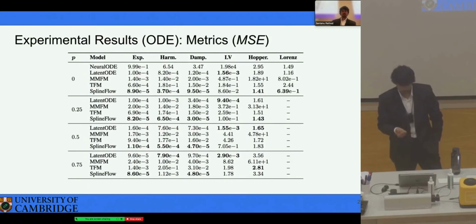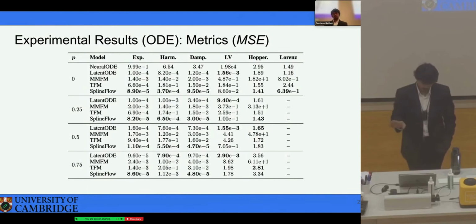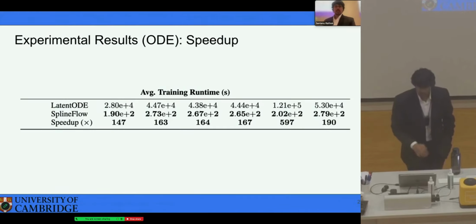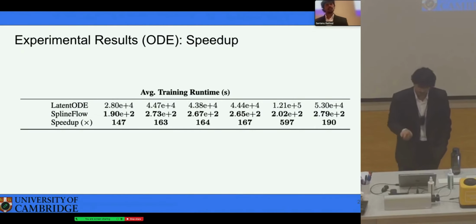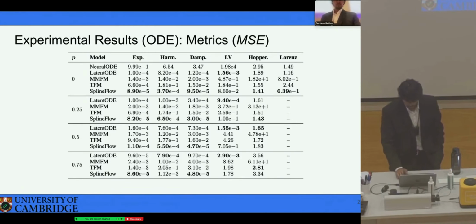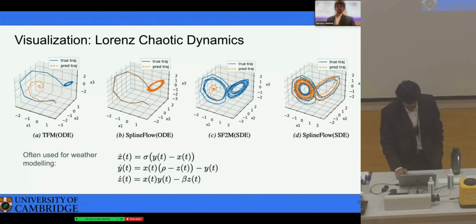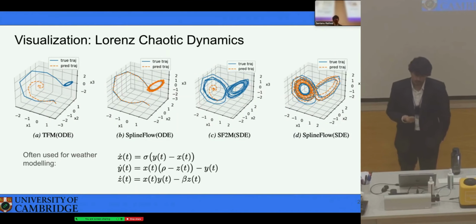P here is the observation probability. So P of 0 means that you observe everything, and P of 0.75 means that you've removed 75% of your data. This slide shows the speedup of spline flow with respect to latent ODE. As you can see, it's orders of magnitude faster than latent ODE while being comparable in performance, if not better. And this is also the visualization of Lorenz chaotic dynamics.